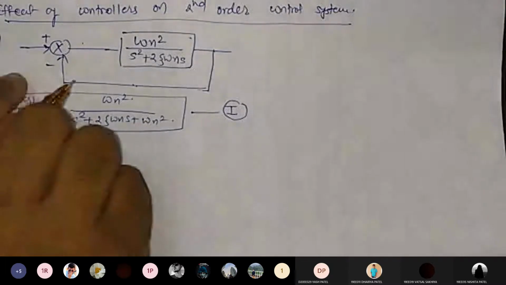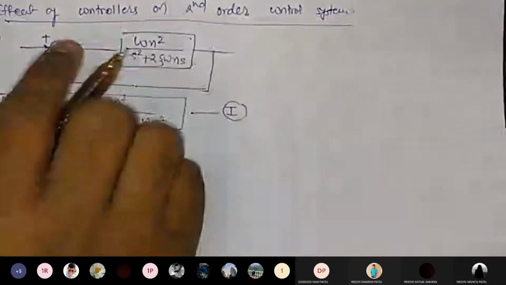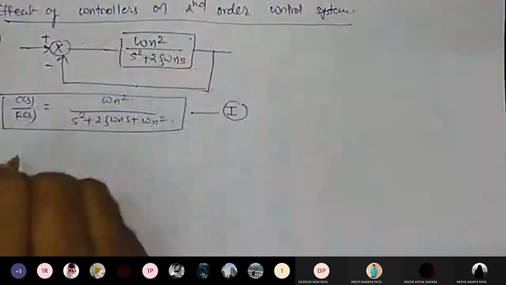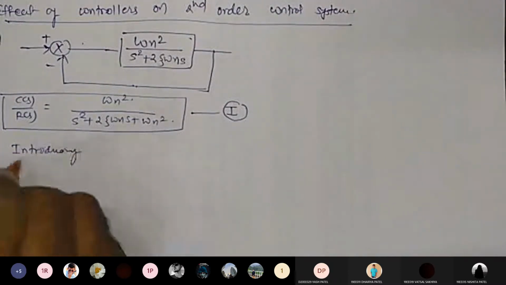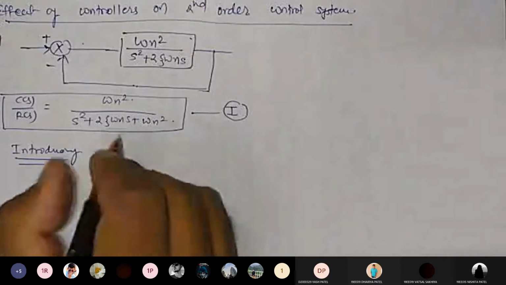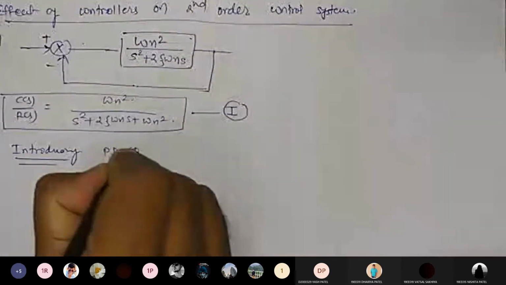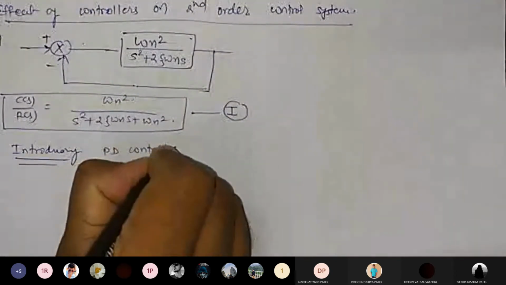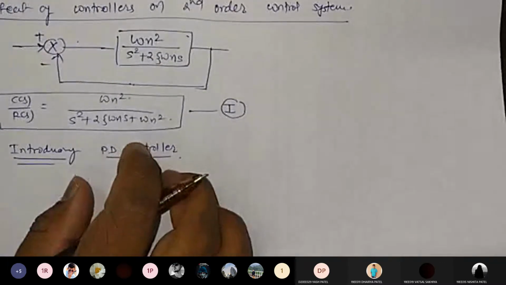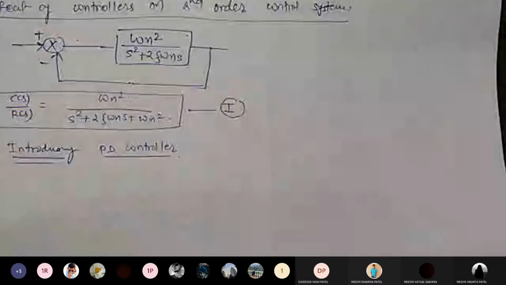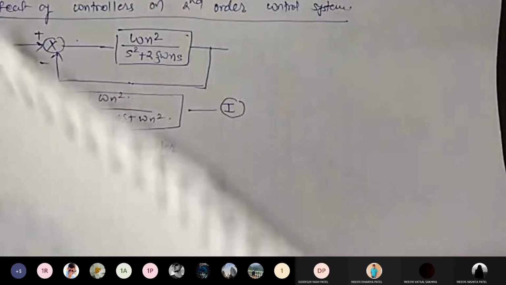Now for the same system, it is a simple system without controller, I am introducing PD controller. Okay, but before that, what is the structure of PD controller? That maybe we have forgot. Okay, so we will complete it over here.